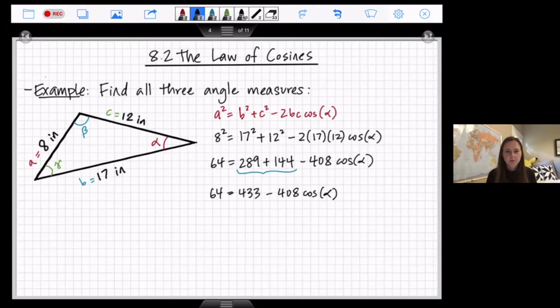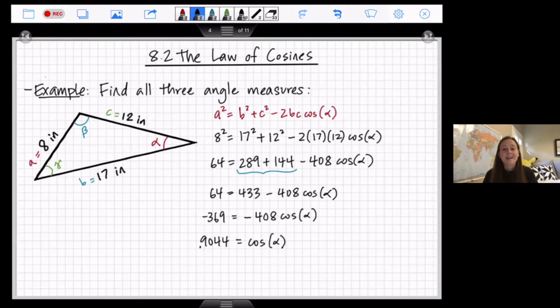So let's subtract 433 from both sides. So I'm going to do 64 minus 433. I get negative 369. And then there's that negative 408 that's still attached to that cosine. Then I'm going to divide both sides by negative 408. So negative 369 divided by negative 408, and I get 0.9044. I'm going to keep that number in my calculator so that I don't lose any information. So 0.9044 is equal to cosine alpha.